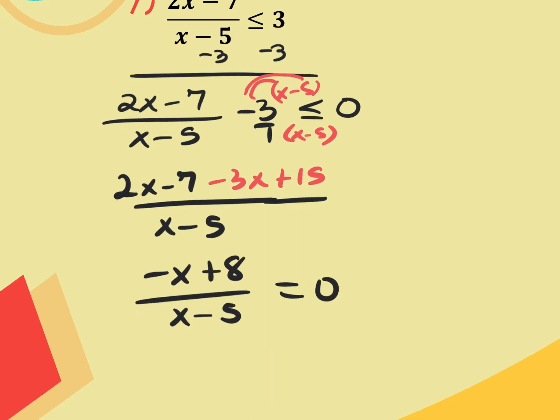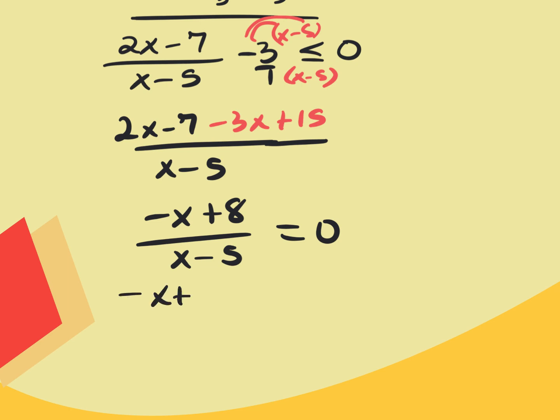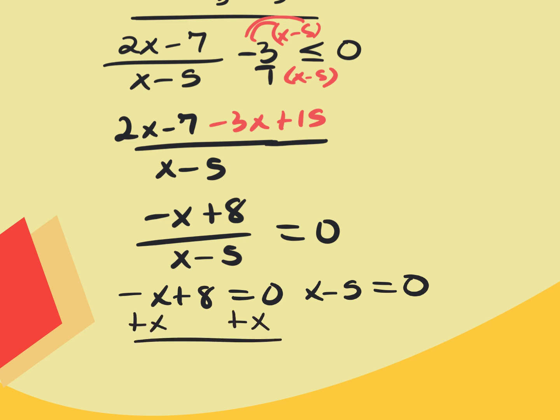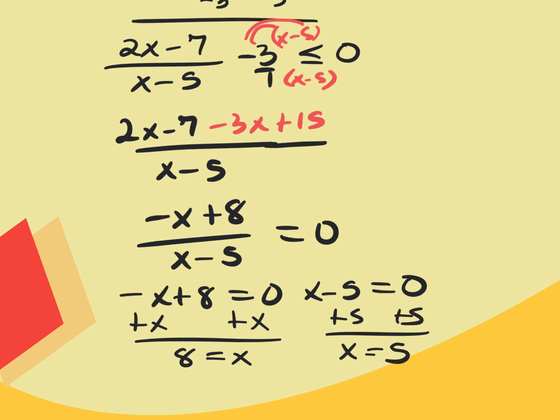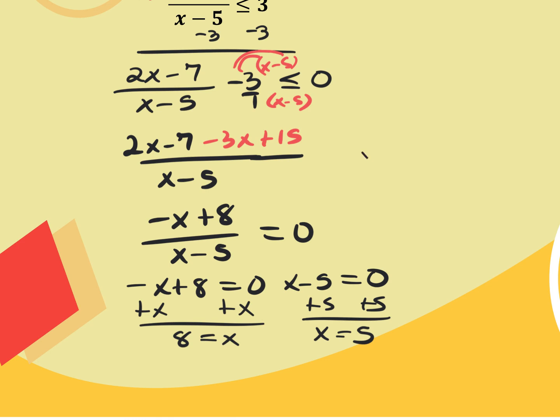I'm going to set the numerator equal to 0 and the denominator. I'm going to just add the x. I get 8 equals x. Add the 5, x equals 5. Add these two numbers onto my number line, least to greatest. So the 5 and then the 8.